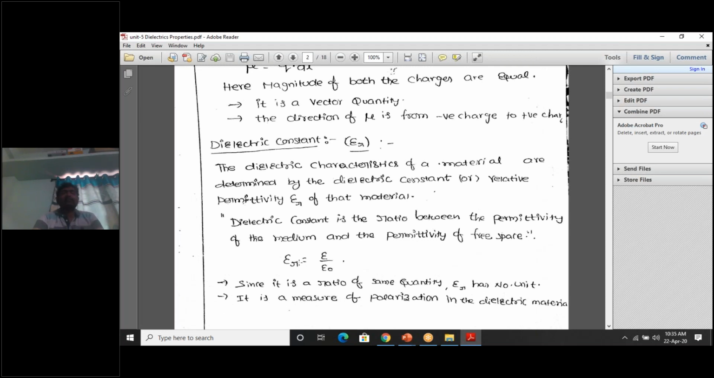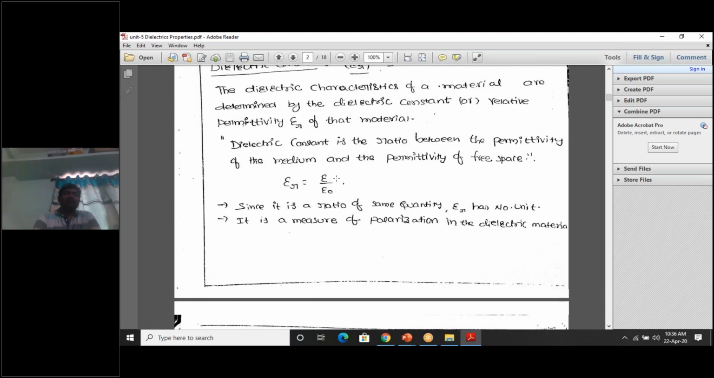The ratio between epsilon and epsilon naught is called epsilon r, which is also called the dielectric constant, or the relative permittivity. So once again, the definition: relative permittivity or dielectric constant is defined as the permittivity of the medium, epsilon, to the permittivity of free space, epsilon naught. There are no units for the dielectric constant, because it is the ratio of two permittivities, which have the same units.